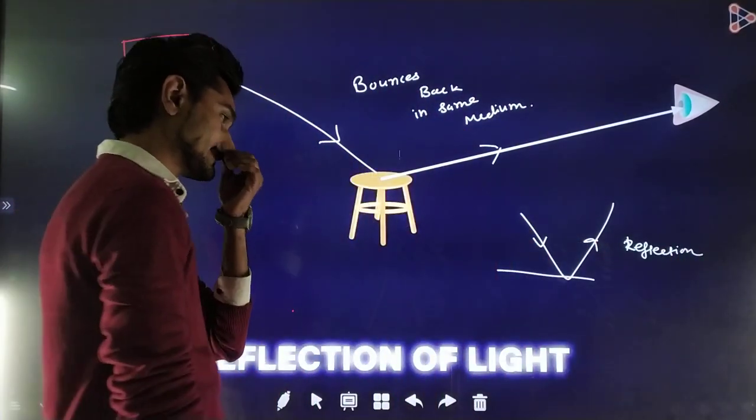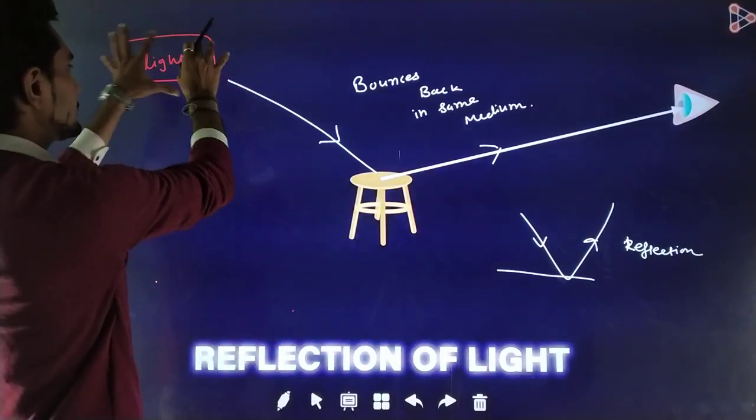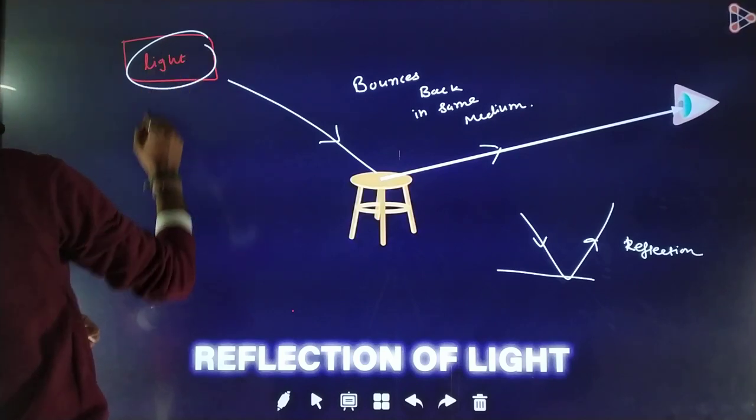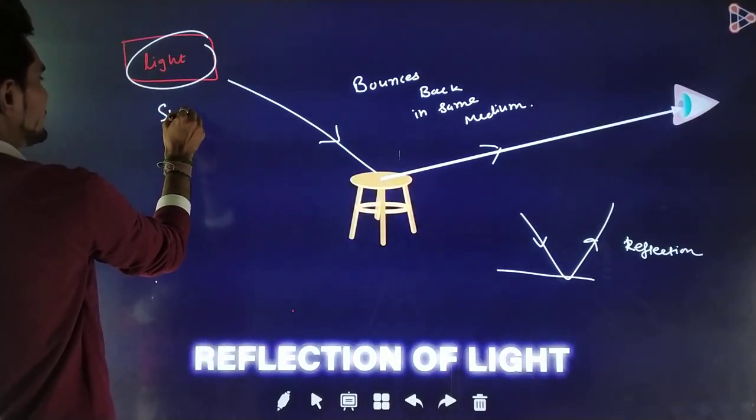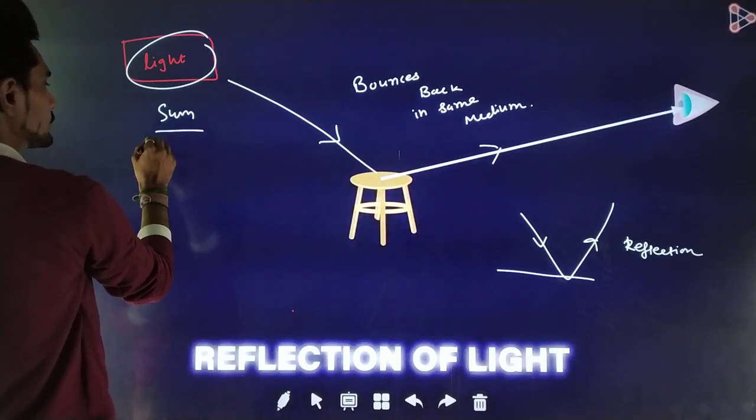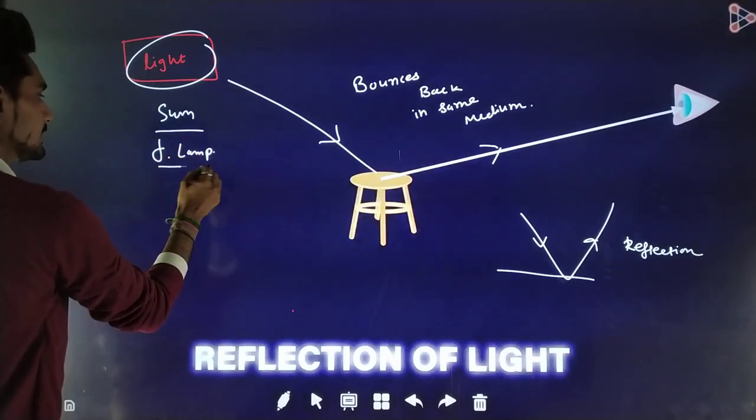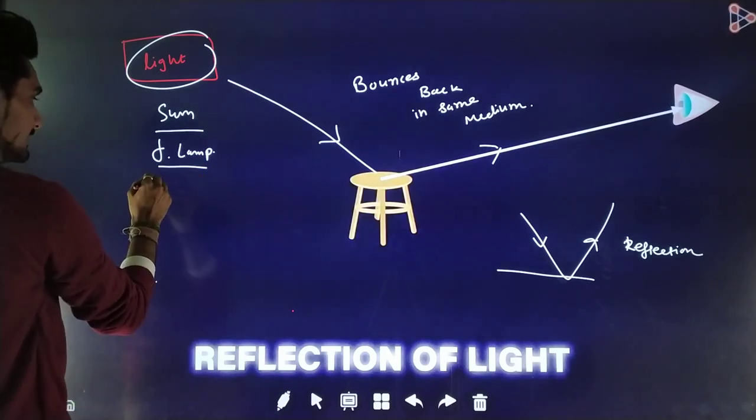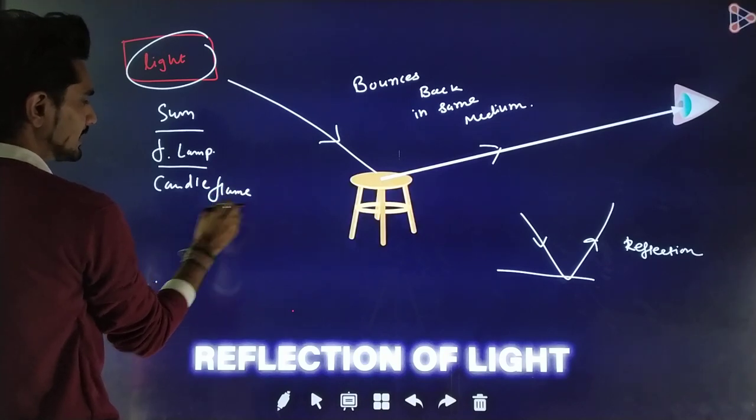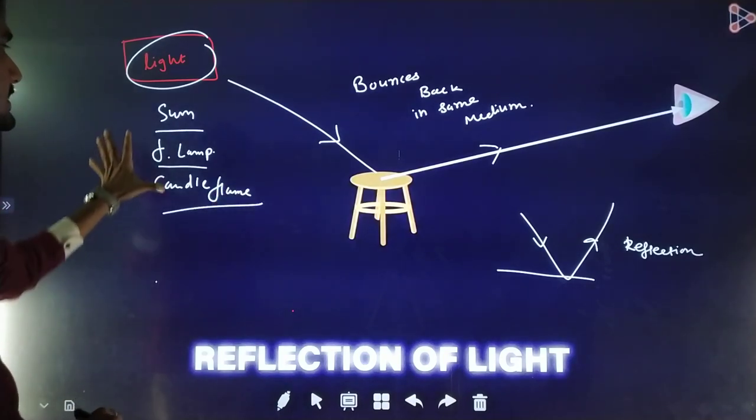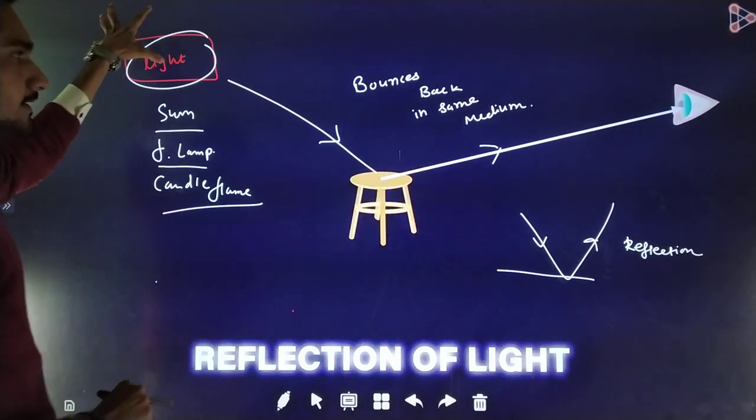Okay, basically, what happens actually? Whatever the source of light, suppose here is the sun, maybe here is a fluorescent lamp, maybe another candle flame, or whatever they have given as the example. Whatever source of light is given here is producing light, and that is the luminous object that we have put here.